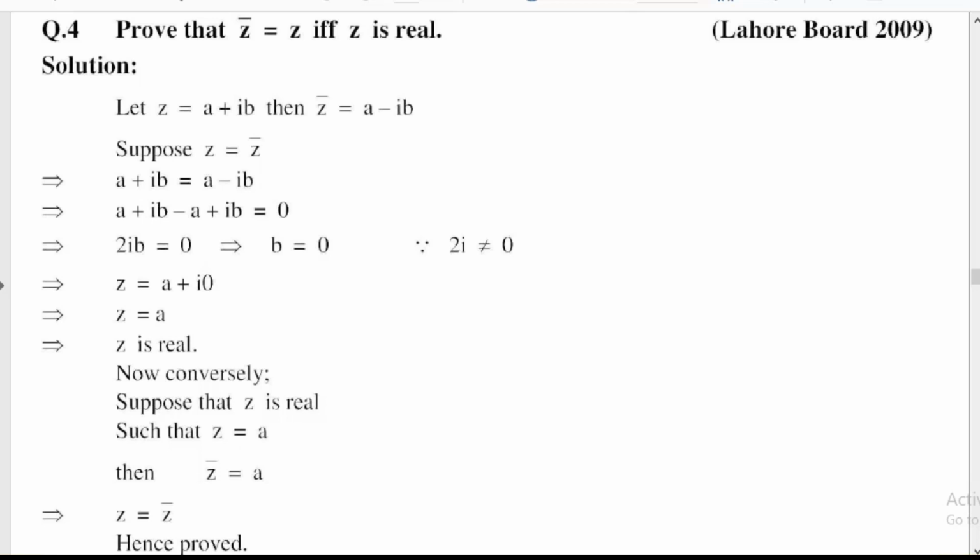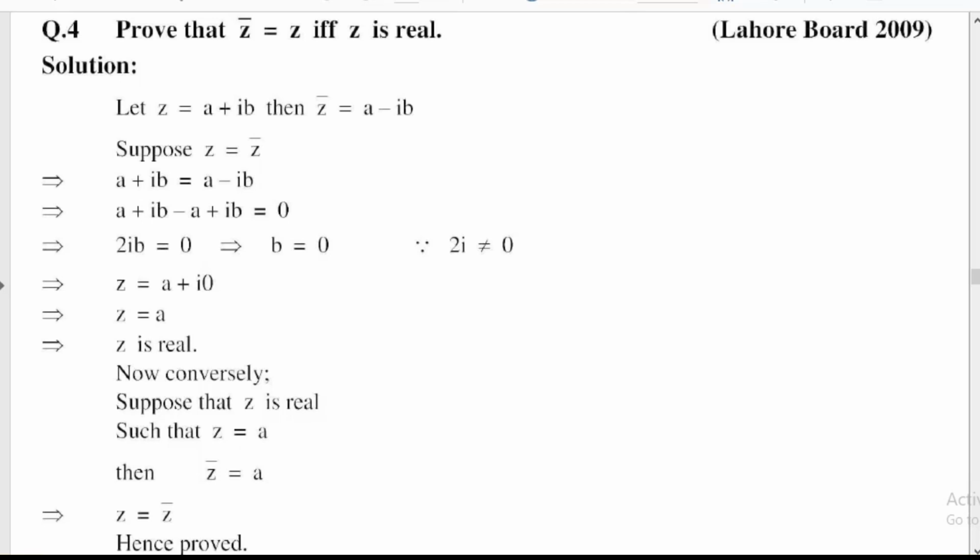So value of z, which is a plus iota b, is equal to value of z conjugate, which is a minus iota b. So a plus iota b, take right hand side a minus iota b to left hand side, sign will be negative, minus a. So plus iota b is equal to 0. Minus a plus a cancelled, so iota b plus iota b is equal to 2 iota b equal to 0. So dividing by 2 iota on both sides, b is equal to 0, that is the imaginary part.